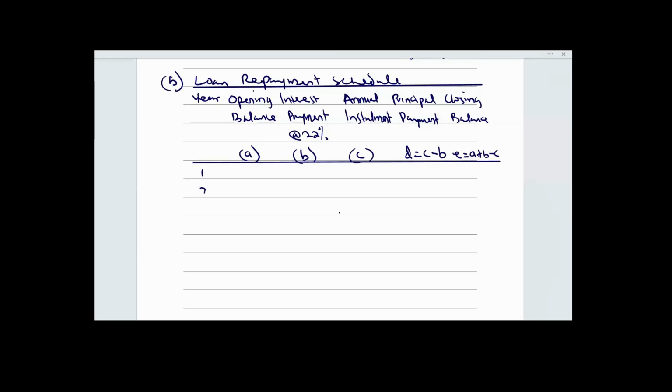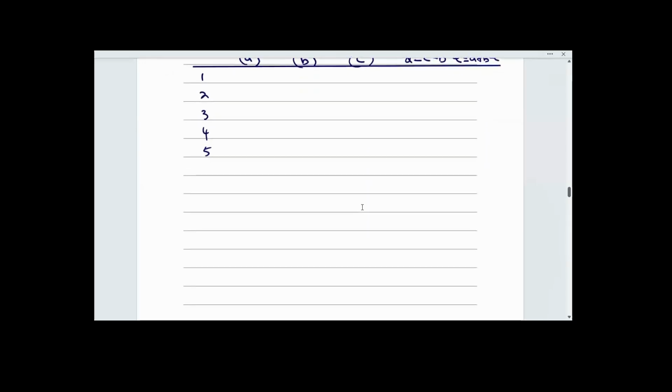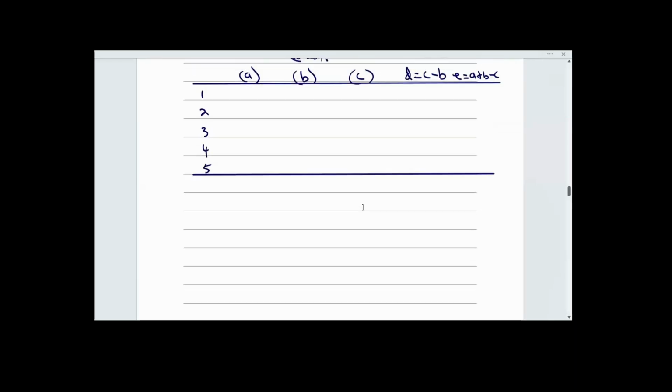So year 1, year 2, year 3, year 4, and then year 5. At the end of the 5th year, you would have recovered the entire loan, would have paid back the entire loan, such that at the final year, the closing balance will be equal to 0 or close to 0 because of rounding error. Okay? Let me complete the table first. All right.